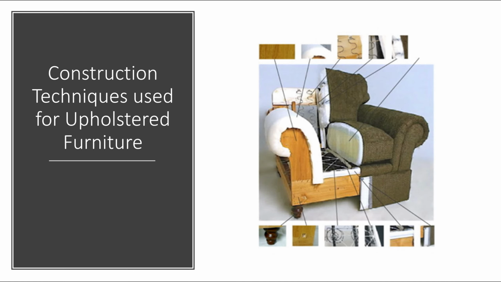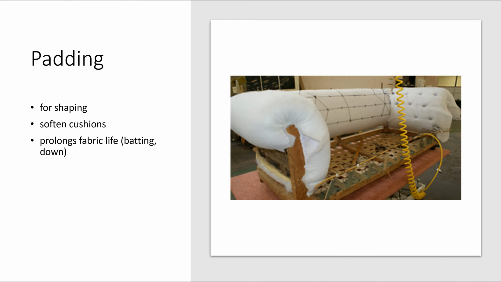Okay, let's talk about construction techniques used for upholstered furniture. If you guys ever wondered what an inside of a couch looks like, there you go. That's what the inside of a piece of furniture looks like. First, you have padding. This is for shaping, and it softens cushions and it prolongs your fabric life. Makes it a lot more comfortable.